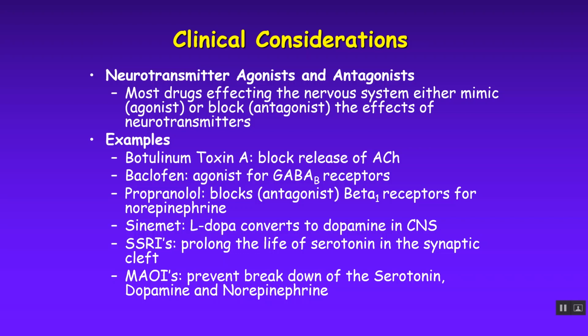Propranolol is a beta blocker, right? It's a blood pressure medication. The ones with "ol" on the end tend to be beta blockers. They're antagonists to beta 1 receptors. They block or antagonize the beta 1 receptors because they don't let them bind. So they block the receptors for norepinephrine. So norepinephrine can't bind to those, and norepinephrine is part of that sympathetic nervous system, which increases heart rate.